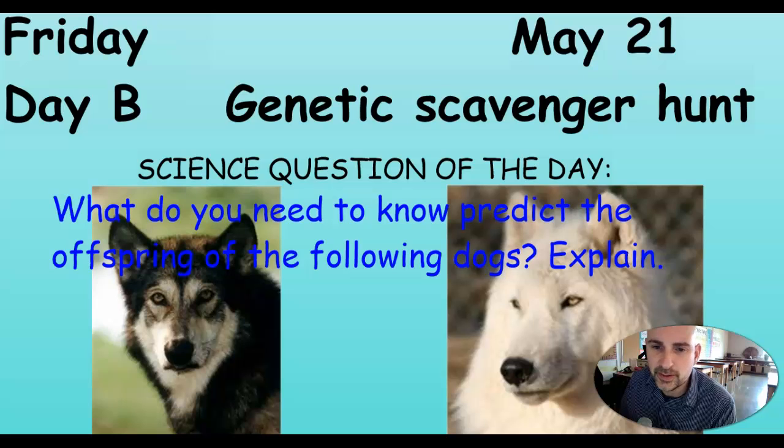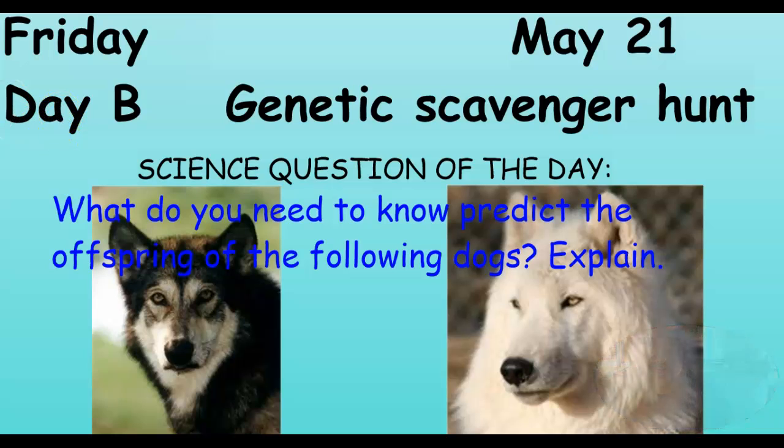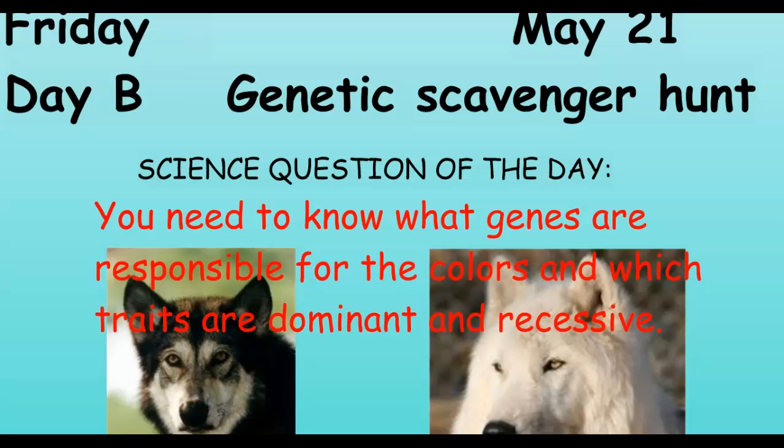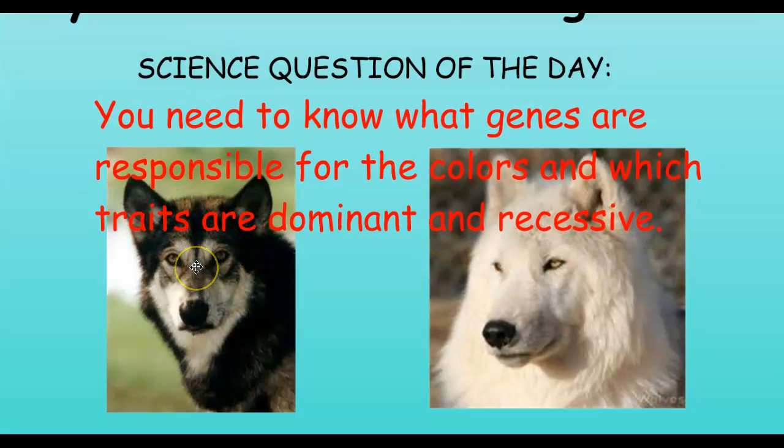Our first intro question today is, what do you need to know to predict the offspring, the puppies that could be made from these two dogs? What do you think you would need to know? Think about what you know about genetics. Well, I think what you're going to need to know is the genes of the dogs, because genes are what get passed on. Okay, and genes eventually cause traits. So we need to know about words like dominant and recessive when we start talking about genetics.